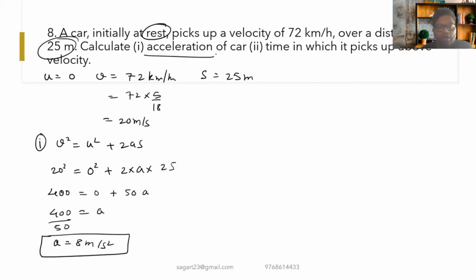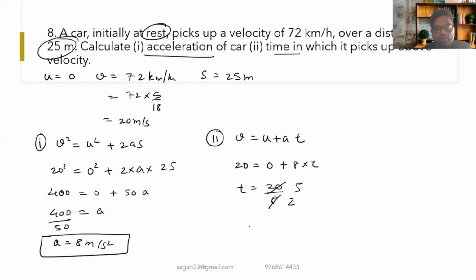Okay, so now we got acceleration and now we need time. Okay, so we can use any equation now, the first two. So we have v is equal to u plus at. So that is 20 is equal to 0 plus 8 into t. So t will be 20 by 8. So 4 twos are 8, 4 fives are 20, t will be 2.5 seconds.